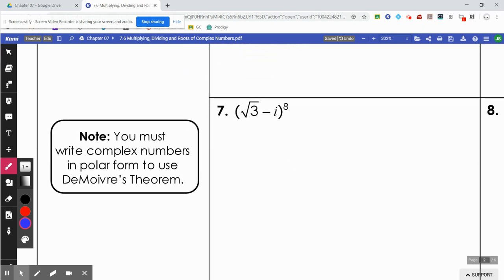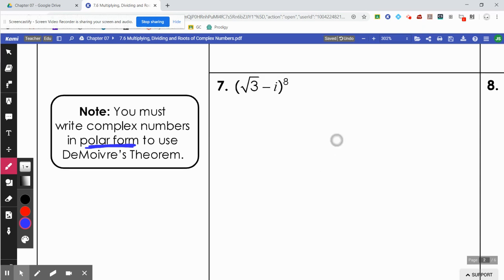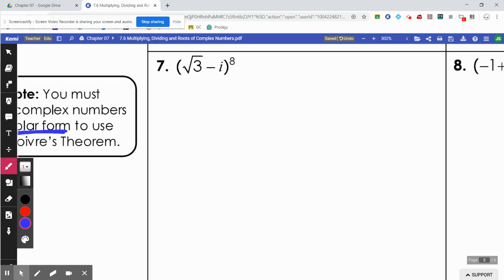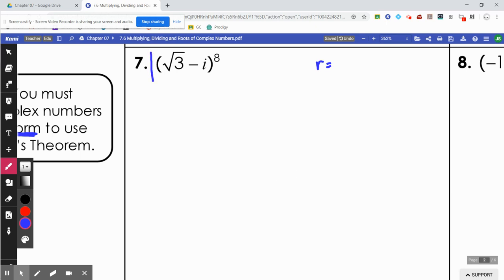It says, note, you must write complex numbers in polar form to use de Moivre's theorem. So notice here that this is not in polar form, so we are going to have to change forms. Let's remind you real quick how we change forms. Well, first off, we need an R. Your modulus is going to be the absolute value of this complex number. So to find your R, we're going to do the square root of a squared plus b squared, which would be 3 plus 1. So the square root of 4, which is 2. So there's your R value.